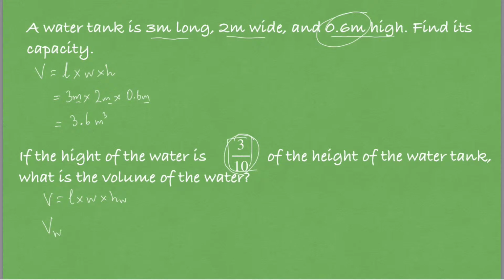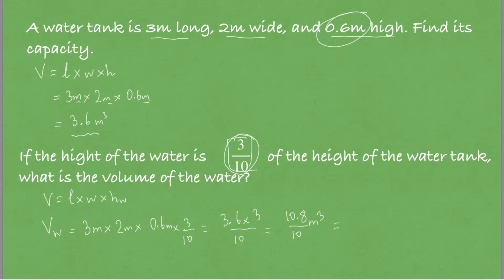And volume of water equals length, which is going to be the same, 3 meter, times width, which is going to be the same, 2 meter, and height of water is 0.6 meter times 3 out of 10. And from the previous part, 3 times 2 times 0.6 is 3.6 times 3 out of 10, which makes 1.8 out of 10 meter cube.